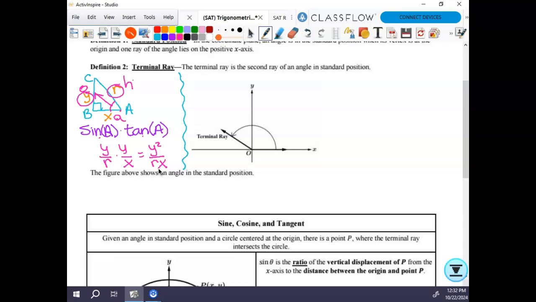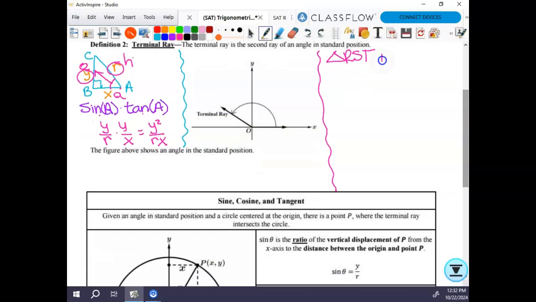All right, so one more before we get to these actual notes over here. I'm going to tell you that we have triangle RST is a right triangle and angle S is a right angle. I'll tell you what we're looking for here in just a minute. But with that information, we should be able to draw and label a picture.